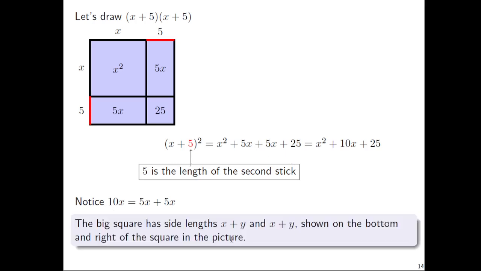So here's the thing, the big square, the huge square here, I'm not talking about each of the individual 4 blue pieces, but the whole thing all put together has side lengths of x plus y and x plus y, or in this case, x plus 5 and x plus 5. And you really see a square here.